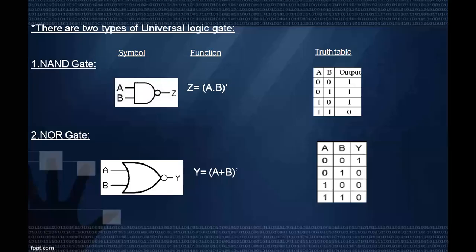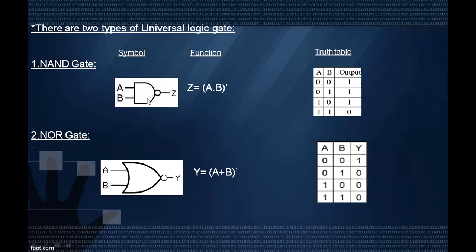And we have two types of universal logic gates, that is the NAND gate and the NOR gate. NAND gate is nothing but NOT AND, and NOR gate is nothing but NOT OR. Previously we learned the AND gate, and we put a prime here to get NOT AND, that is the NAND gate. The output value of this NAND gate is just the opposite of the AND gate.